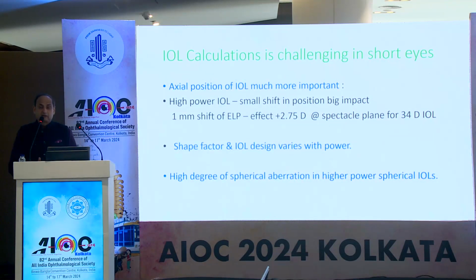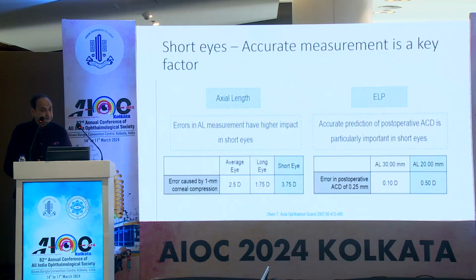The shape factor and IOL design are also very important. So this is no longer the purview of our IOL power calculation. It's the IOL design and the IOL power that make the difference in our IOL power calculation. There is a high degree of spherical aberration in higher power spherical IOLs. Well, you can understand a thick bulging IOL is definitely going to leave behind a lot of spherical aberration. So in spite of 6/9 or 6/12 vision, the patient is not happy optically.